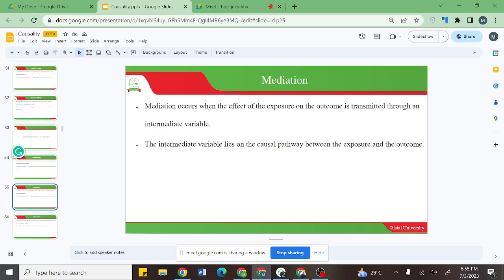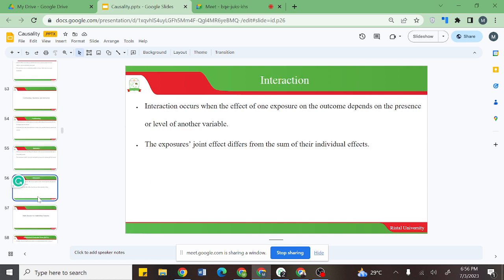And then there is what we call mediation, which is basically what we had explained: a disease A happens because of an exposure B. But there could be another variable in between that can also lead to the health outcome of interest. So the one which is in between is what we call the intermediate variable. Okay?